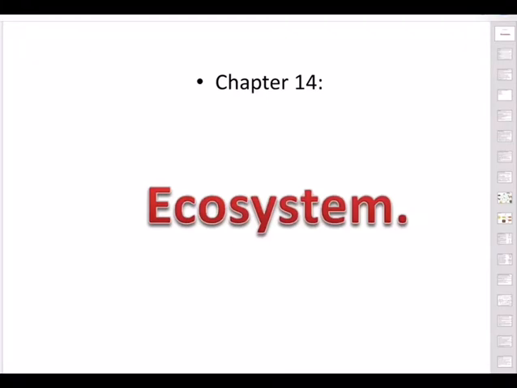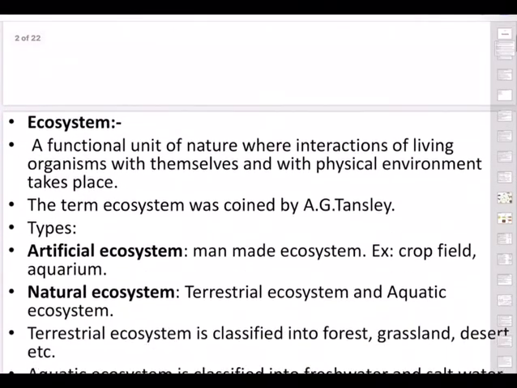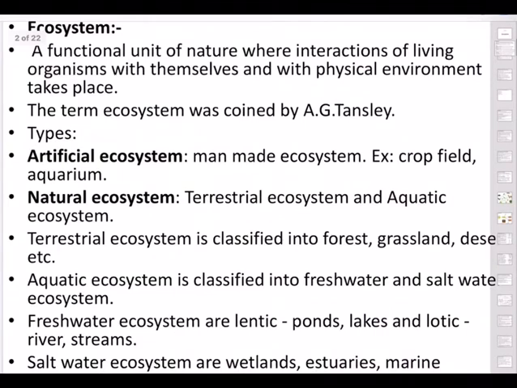having the reproductive ability. After increasing the numbers, how do they interact with each other? So we talked about various population interactions. Now for all this to happen, there must be an environment, and that environment is the ecosystem. Now how do we define it? It is a functional unit of nature where interactions of living organisms with themselves, as we have seen in our previous chapter, and with the physical environment.